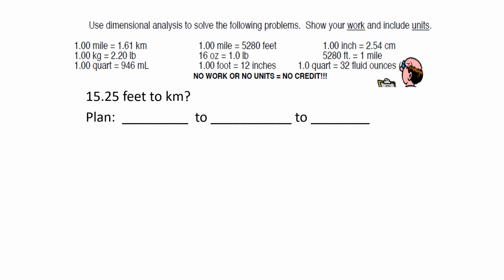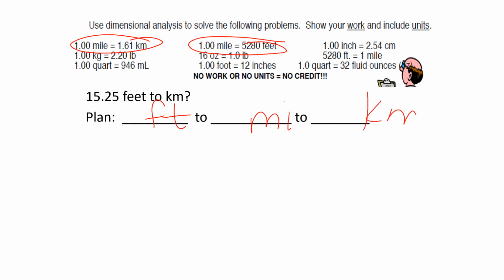All right, let's do this one. 15.25 feet to kilometers. So I look and I look, and I see that I don't have a conversion going directly from feet to kilometers. I see I have a feet to mile, and I have a mile to kilometer. So my plan of attack is I'll start with my feet, and I'll go to my mile first. Then I'll have to go to kilometer.